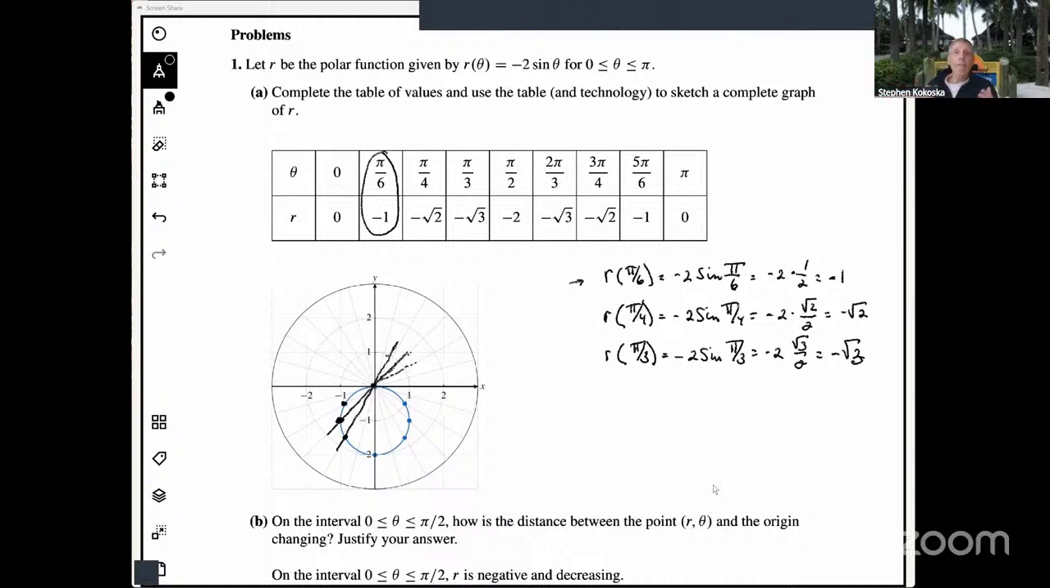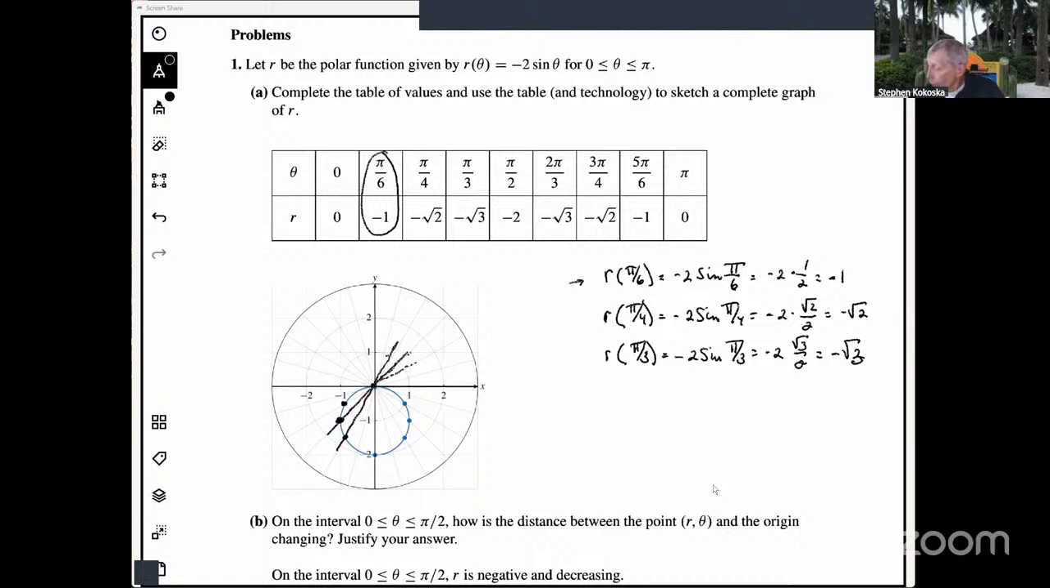So, all right, I found some more of these points. I plotted them on my polar grid, and I realized, you know what, this sure looks like a circle. I connected all the dots. Indeed, this is the graph of a circle. It's centered at 0, -1. And I think that Tom, in a minute or two, will show us some neat ways to graph this using technology. We'll get there in a minute or two.